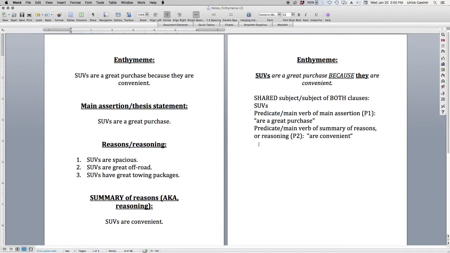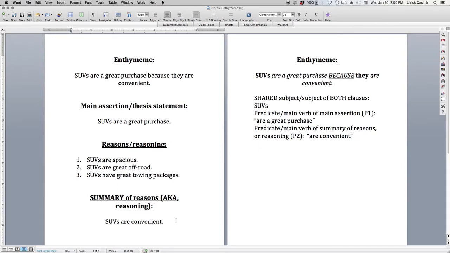In other words, reasons that work together in an identifiable way to illustrate why your thesis statement or main assertion is valid and true. And here, what that really means is that your reasons have to have something to do with one another. They have to be connected to one another. As you see here, SUVs are spacious, SUVs are great off-road, and SUVs have great towing packages.